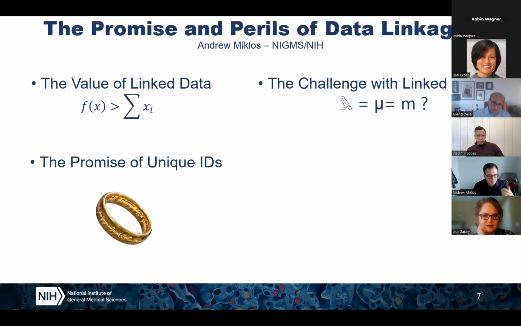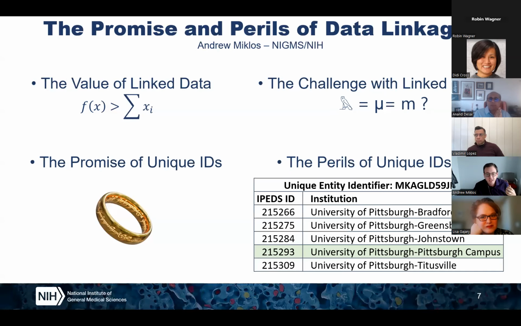Next slide. Now, a literature reference to Lord of the Rings. The promise of unique IDs is a way to circumvent this process, allowing you to make those linkages without these really complicated joins and logic to try and figure out what's going on. The downside, however, next slide, is that they are not always as unique as you'd like them to be.